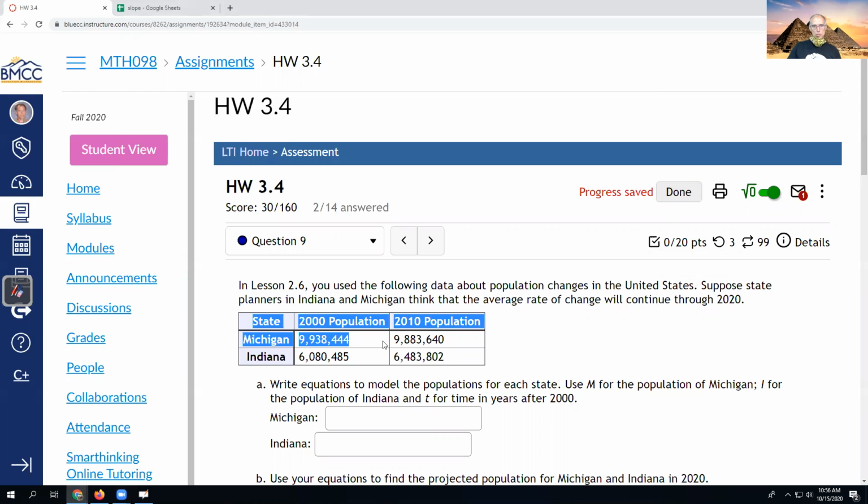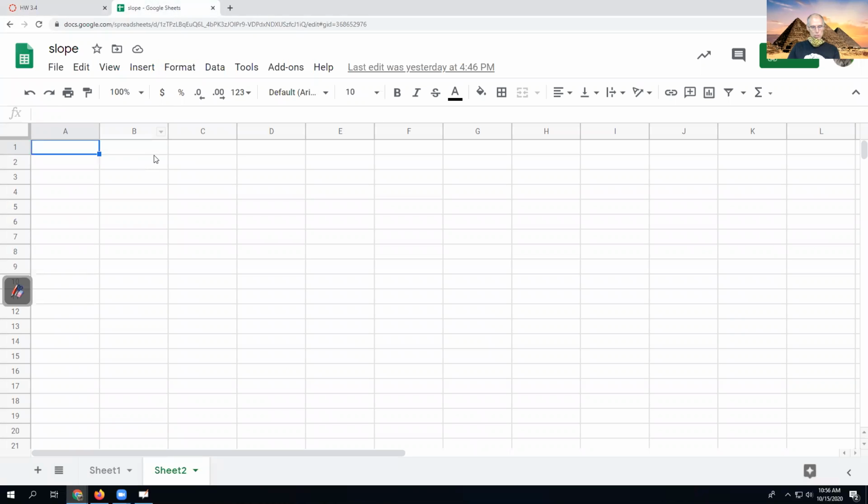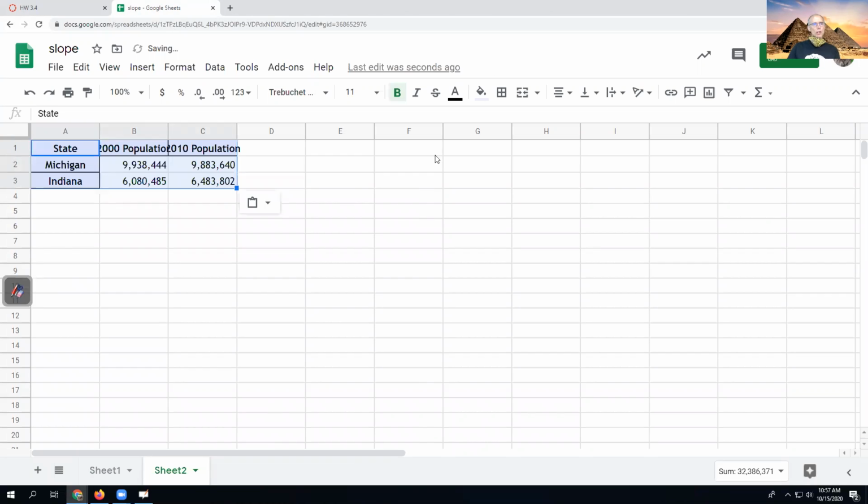So what I'm going to do is, a lot of times you can highlight from a web page table, copy into a spreadsheet, and often it goes in there well. I'm going to have to alter this table just a little bit because I want this column to be year, and I want the year to be 2000. I need it to be a number, not a word like population. So this would be 2010.